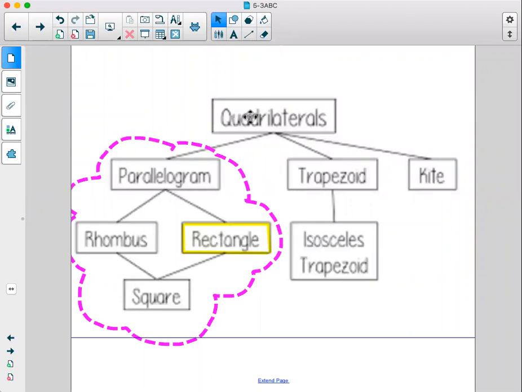Quadrilaterals are all four-sided shapes, and a parallelogram is a four-sided shape where both pairs of opposite sides are parallel. And then under the umbrella of parallelogram, we have three special cases. In today's video, we'll be talking about the rectangle.